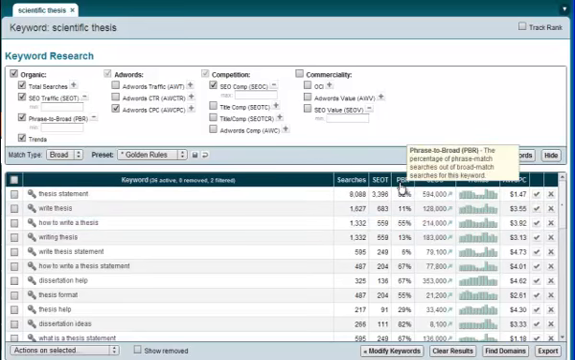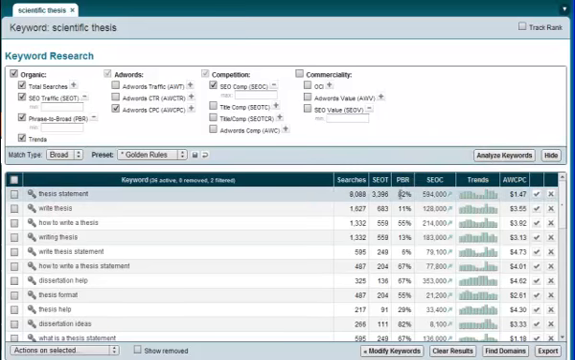This PBR, I don't really pay a whole lot of attention to this, but it's phrase to broad. And what it says is how many times this phrase comes compared to just other settings, which means thesis statement shows up in order 82% of the time that term is searched for, so the other 18%, they would come in some different order, etc.